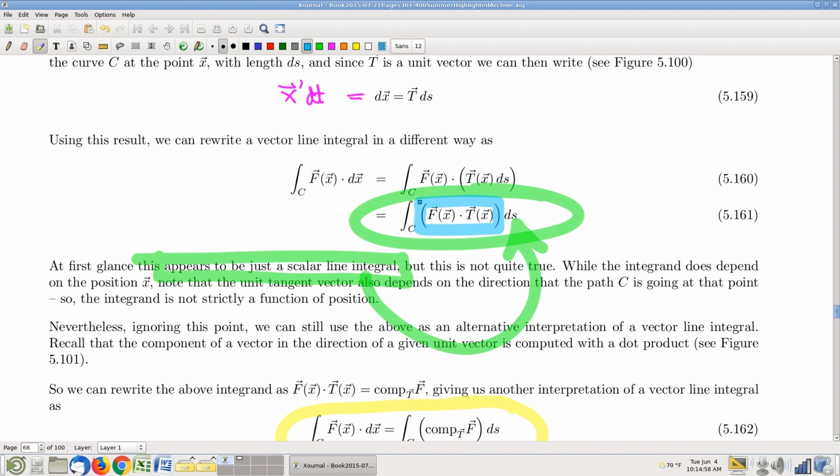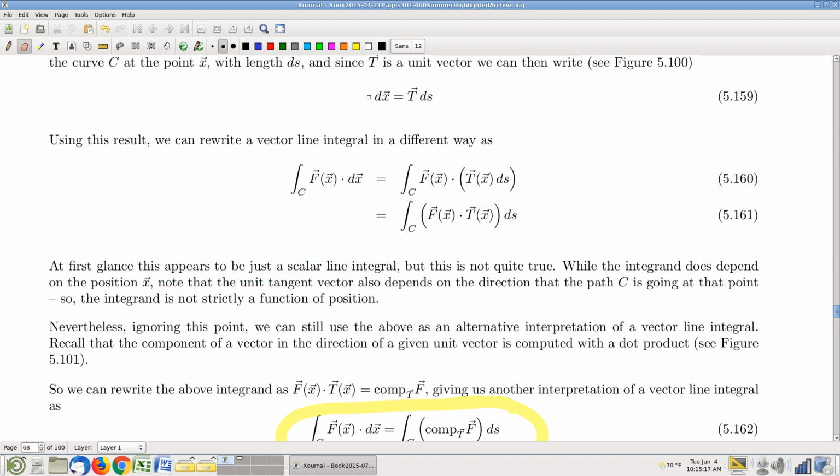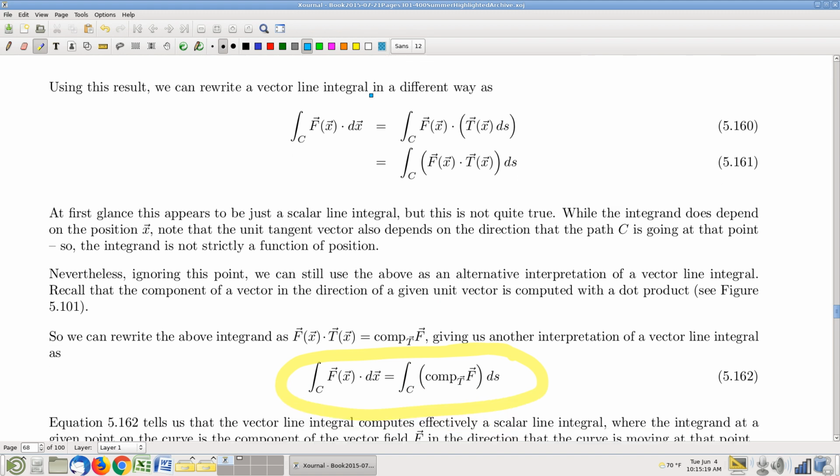So again, this direction dependence remains. It looks like a ds integral. It looks like an inert kind of scalar quantity, densities and sizes and masses. But it's not. The direction still matters. Okay. So anyway, that having been observed, I ask, is there anything that this does do for me? Rewriting the vector line integral as F dot T ds. And yeah, there is something nice about that, and that is that this F dot T, keep in mind T is a unit vector.